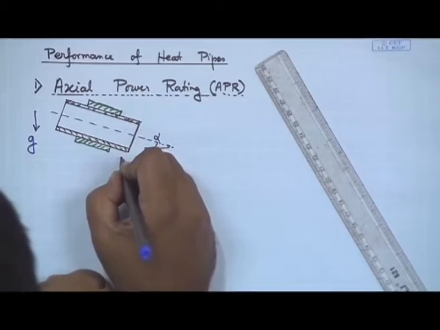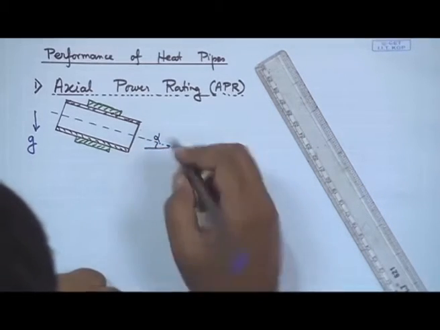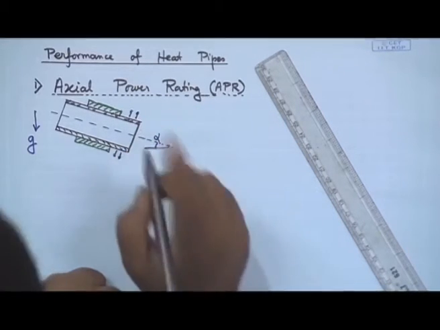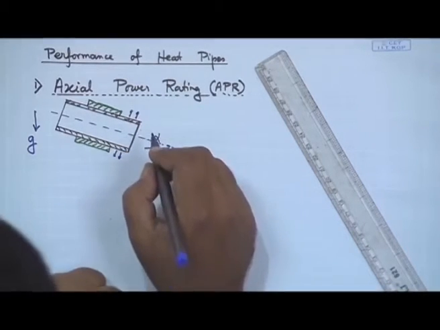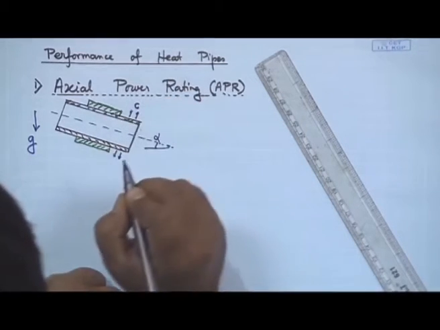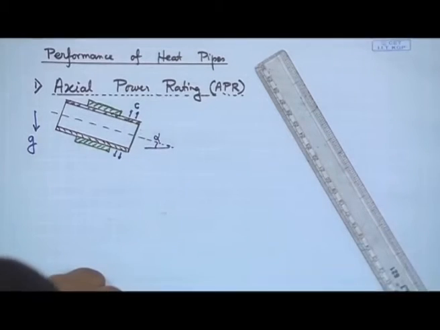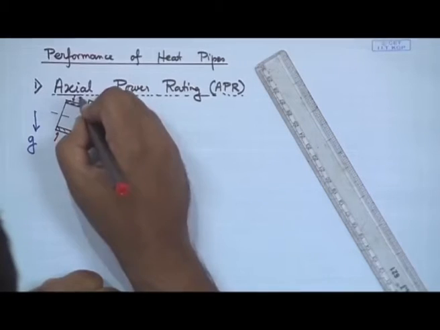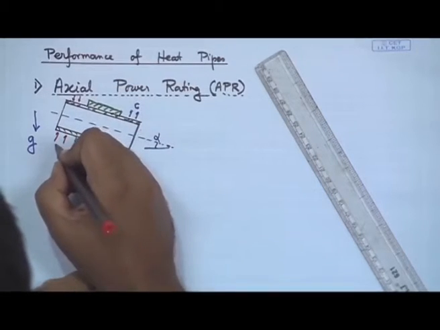I am going to call this the condenser section, because this is where the heat is getting rejected, and so we are going to denote it as C, or condenser. The heat is getting absorbed over here, and we are going to call it the evaporator.